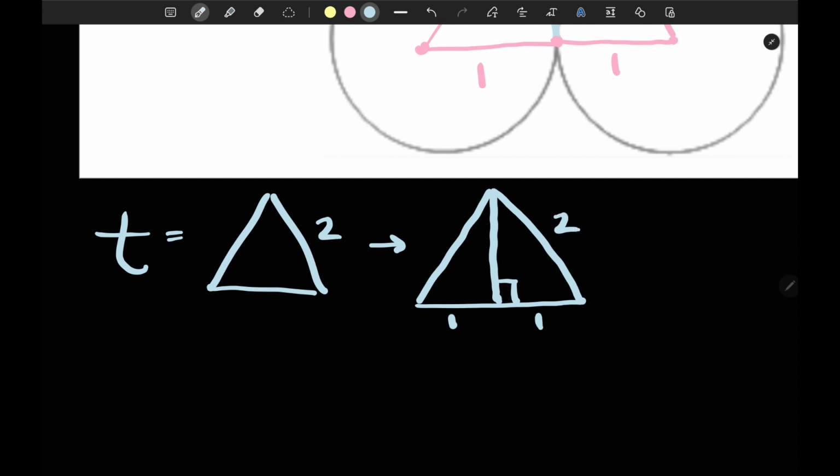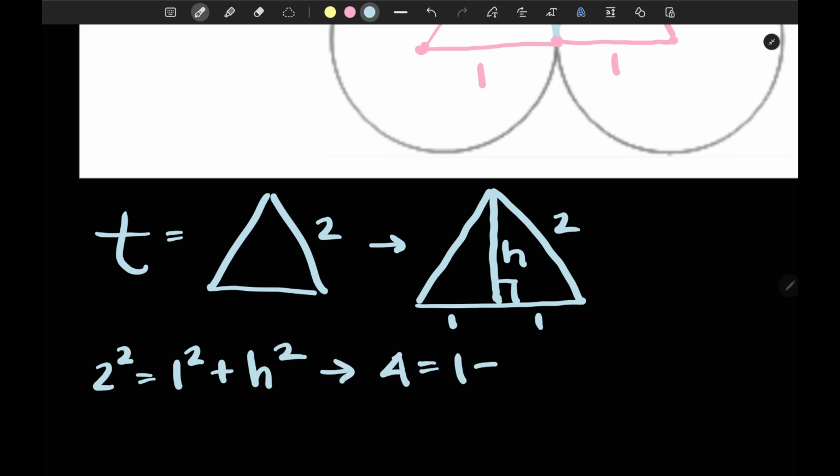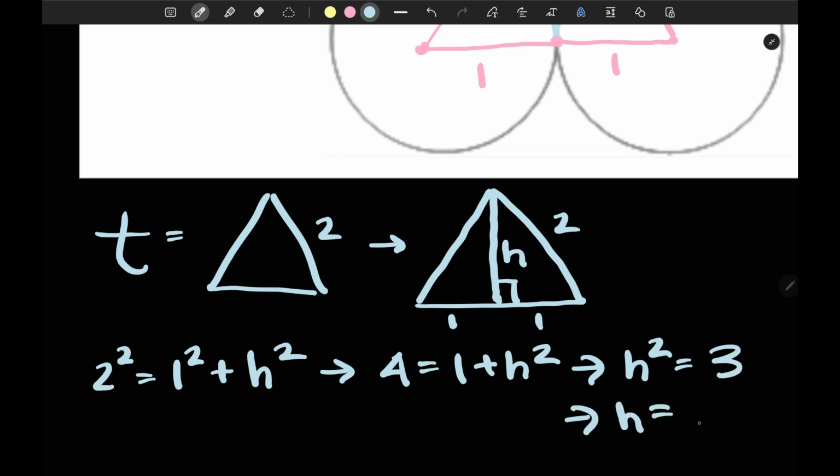We know that this hypotenuse is 2, so by applying the Pythagorean theorem, we get that 2 squared is equal to 1 squared plus the height squared, which gives us that 4 equals 1 plus height squared, which gives us that the height squared equals 3. Subtract 1 from both sides to get that, and then take the square root to get that the height is equal to the square root of 3.